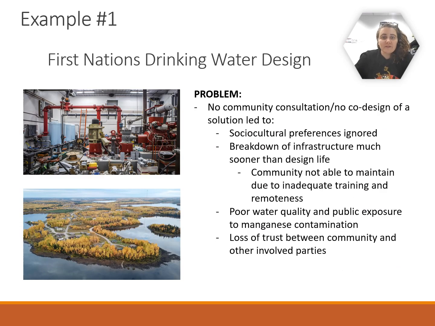So, the problem is that there's no community consultation, there's no co-design. We ignored sociocultural preferences. A breakdown of infrastructure happened much sooner because we weren't designing for a long life. We didn't have adequate training, we didn't have adequate maintenance, and we had a very remote location, and we had very poor water quality and exposure. And so there ended up being this huge loss of trust between community and the other involved parties, and it's still a mess today, unfortunately. It's getting better, people are not being exposed to things anymore, but the loss of trust has been huge in terms of a breakdown of institutions in this community.